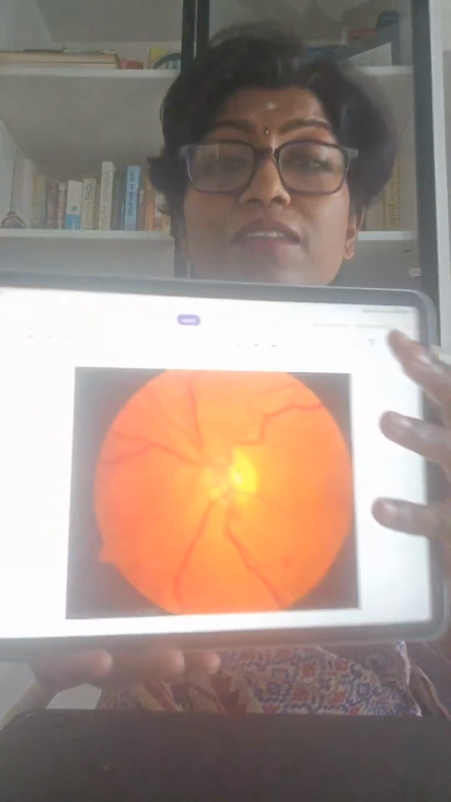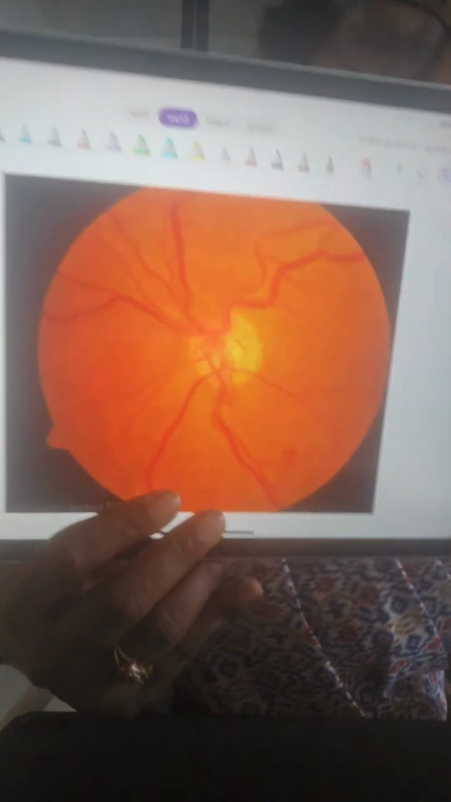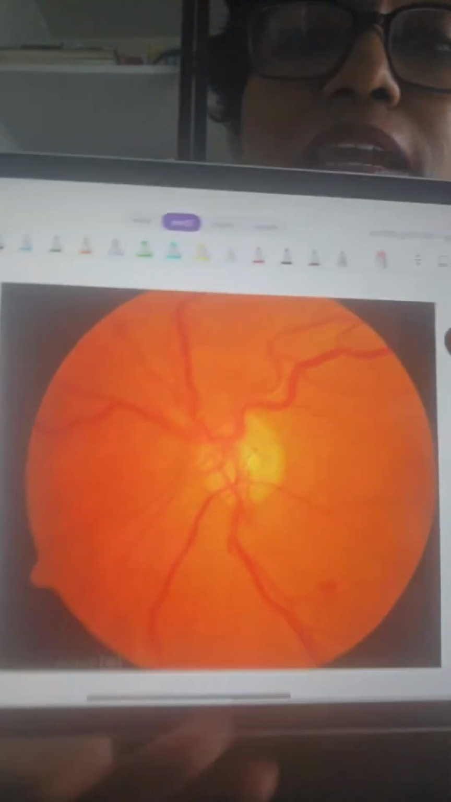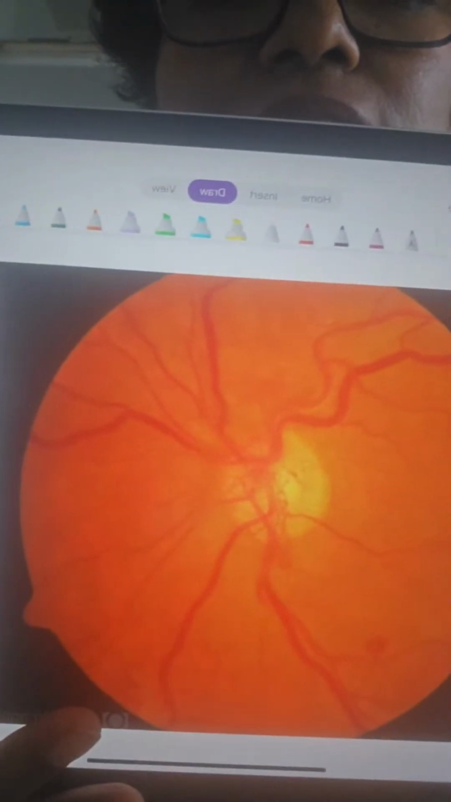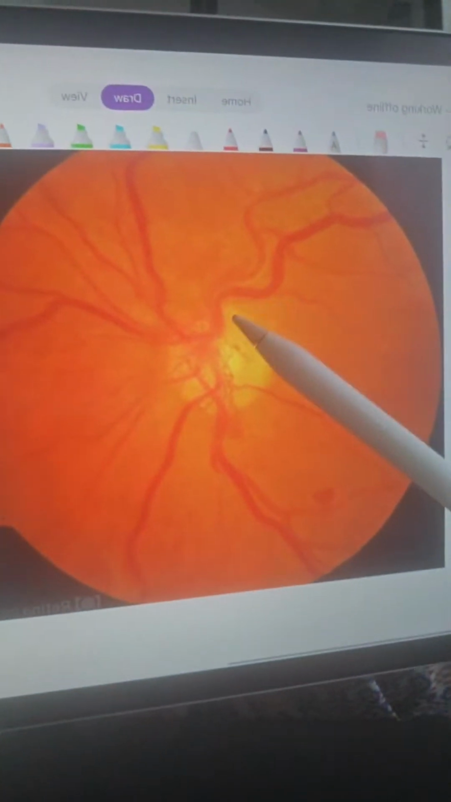So shall we start something new today? Again, we're going to take a look at the fundus. As you can see here, you can see the optic disc, and this optic disc somehow doesn't look normal. Do you see that? Is it normal to you? Does it look normal to you?